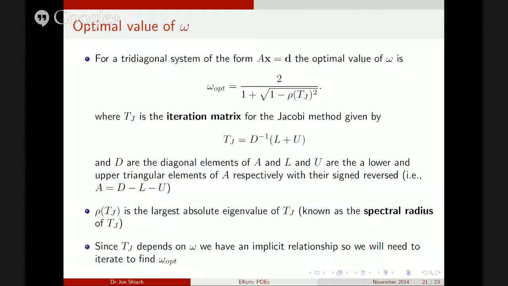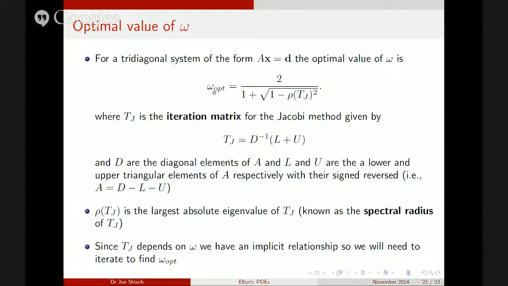I know we got you to do this last year and the year before, but MATLAB software packages can calculate eigenvalues, so don't ever calculate them by hand, just use a computer. Okay, so what you're looking for, rho of TJ, is the largest eigenvalue of TJ. So this gives us our optimum value of omega.